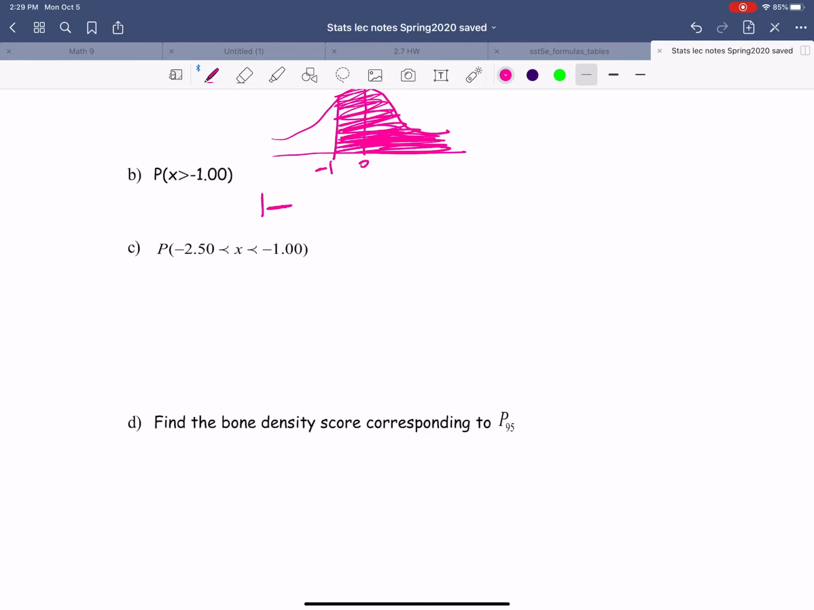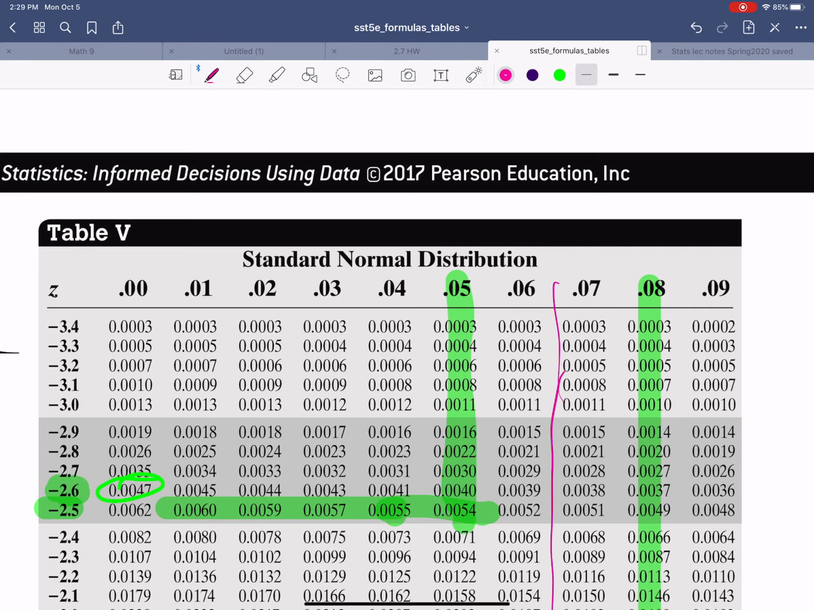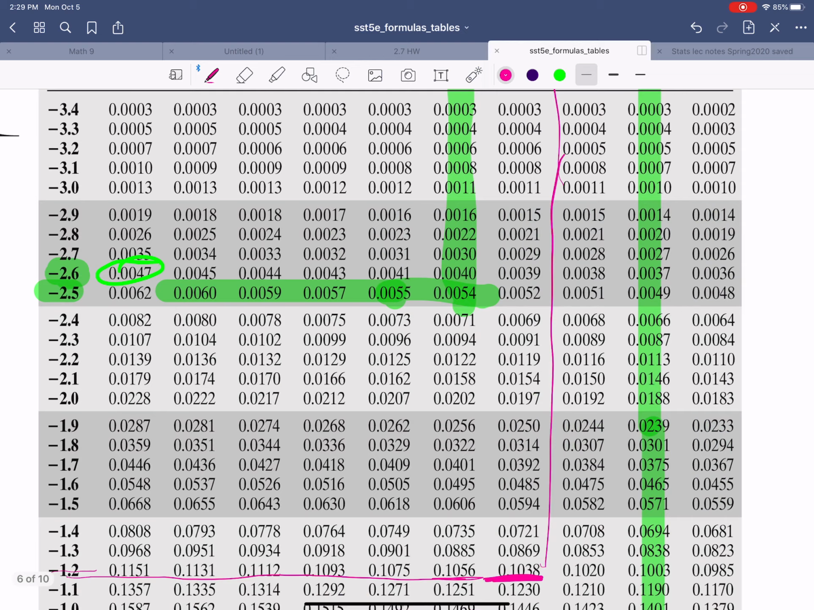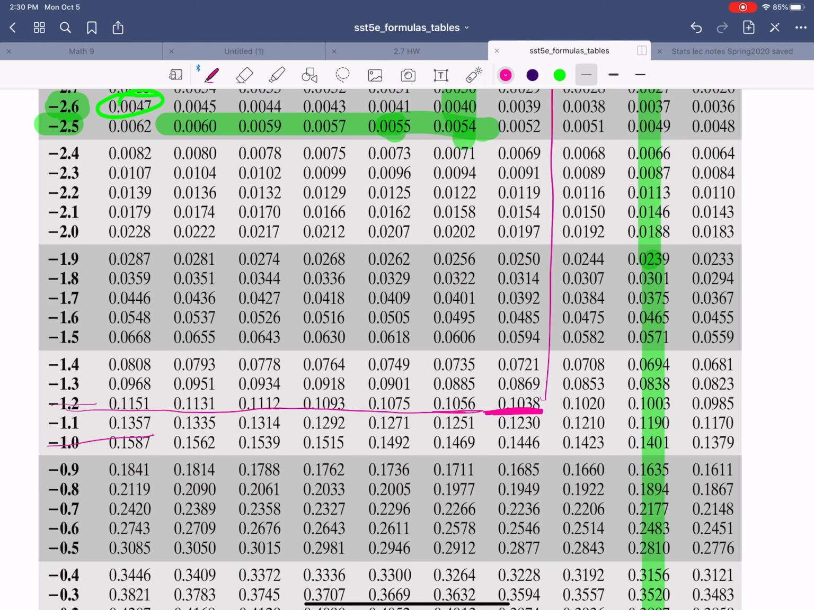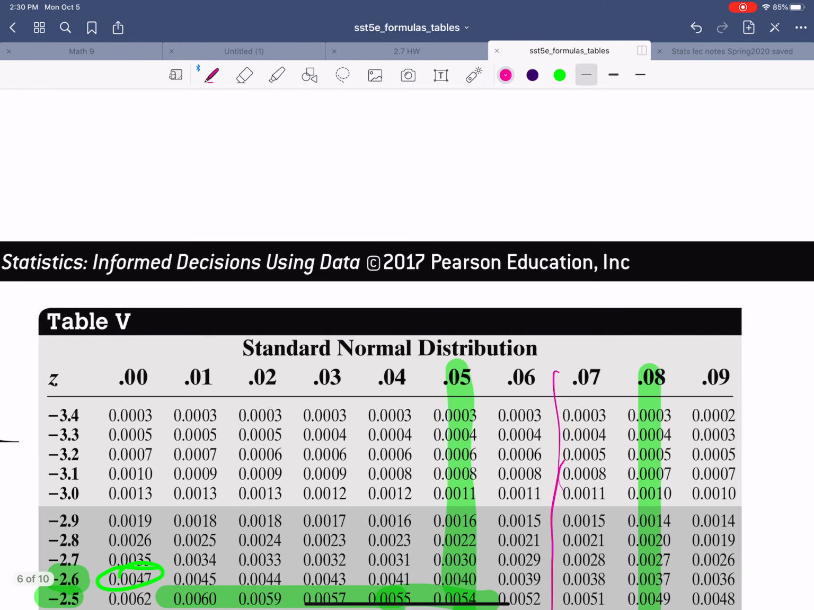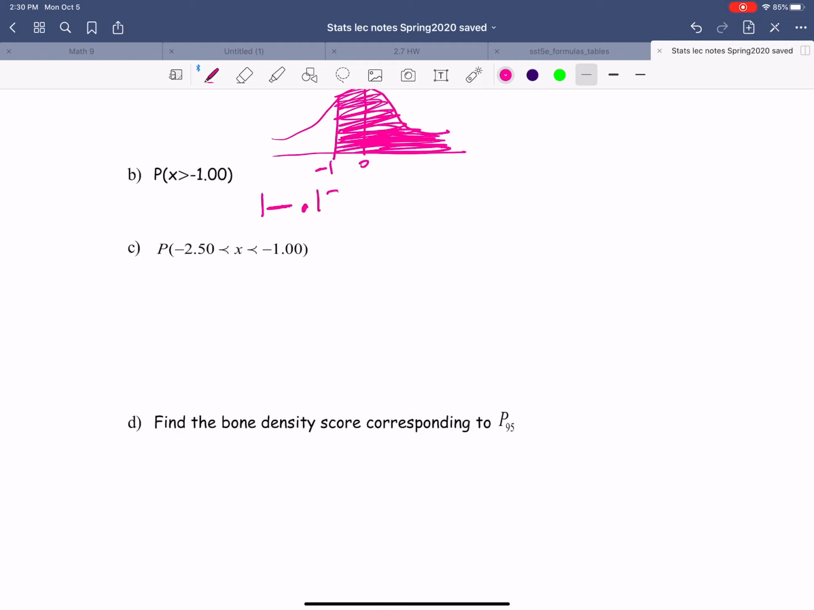Let's look for the area to the left of negative 1.00. Here it is, 0.1587. But we want the area to the right, so we have to do 1 minus 0.1587. And that turns out to be 0.8413.